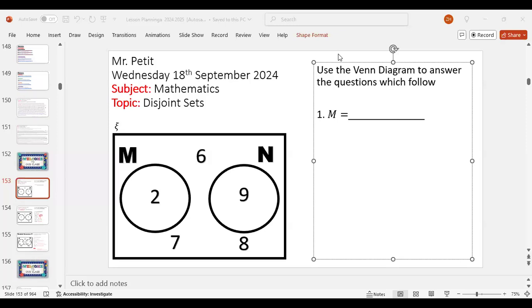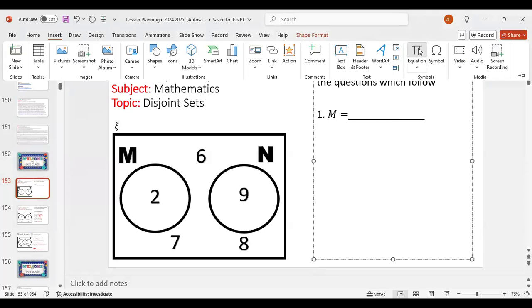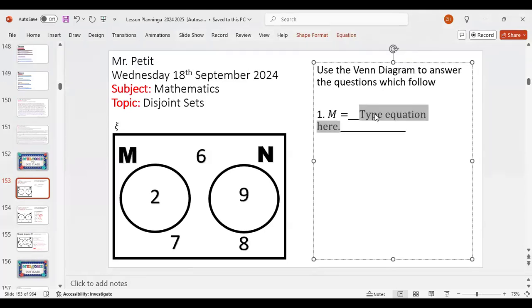What is the correct answer anyway for the elements in set M? 2, 6, 7. That would be the curly bracket, 2, 6, 7, curly bracket. Very good. Whenever you're writing sets, you cannot just tell me 2. Seriously? It has to be with the curly brackets. So a lot of you had 2, but it's not 2. It's 2 with the curly brackets.